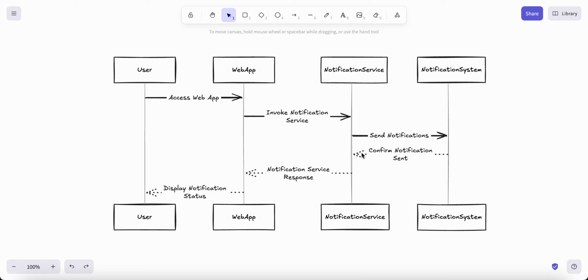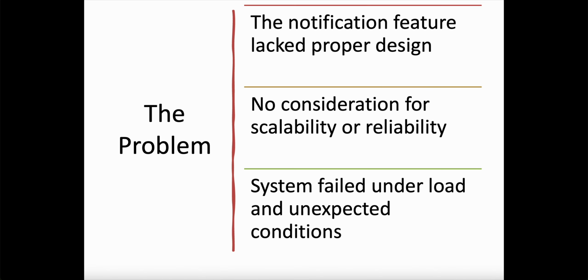And things like that. When you are not around and there are problems in the feature, how do you debug it? How do you understand the problem? How do you come to know about it in the first place? These kinds of questions need to be answered, and that's the problem part that I'm talking about here. In this case, the notification feature lacked proper design. There was no consideration for scalability or reliability, which are very important when it comes to a software system. As a result, the system failed under load and unexpected conditions.